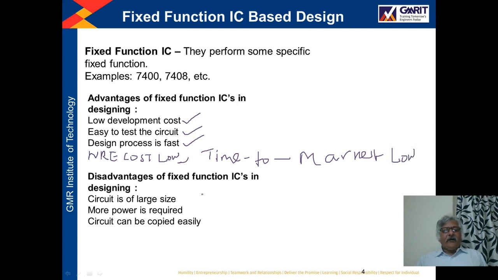Now if we talk about the disadvantages: the circuit is of large size. We have seen that more power is required because there are two different ICs and both have to be connected to plus 5 volt. The circuit can be copied easily. There is no design security. So these are a few disadvantages of fixed function ICs. Now here is another disadvantage you can see: it has very poor silicon utilization.